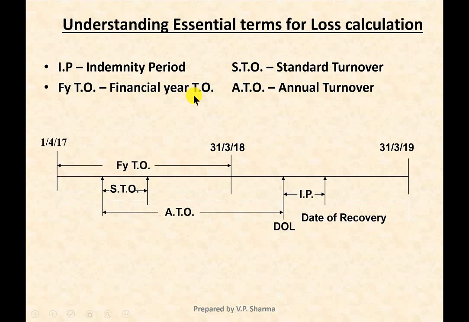Now let us see the basic diagram. Here is an example of a 17-18 policy. This was the financial year turnover. Then the policy is renewed for the 18-19 period, and here is the date of loss. And this is the date of recovery. That means from date of loss till date of recovery, this is the indemnity period, for which the loss shall be payable. Now, from the date of loss, if you go 12 months back as per the definition, whatever turnover is generated during these 12 months gives you the annual turnover. This is your financial year turnover, and this is your annual turnover.